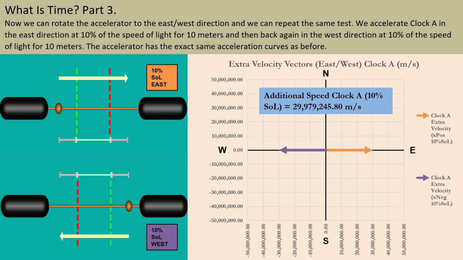Now we can rotate the accelerator to the east-west direction, and we can repeat the same test. We accelerate clock A in the east direction at 10% of the speed of light for 10 meters, and then back again in the west direction at 10% of the speed of light for 10 meters. The accelerator has the exact same acceleration curves as before.